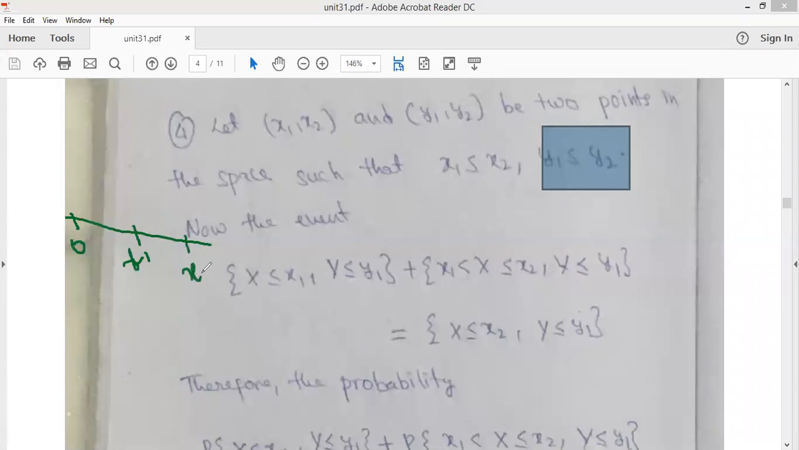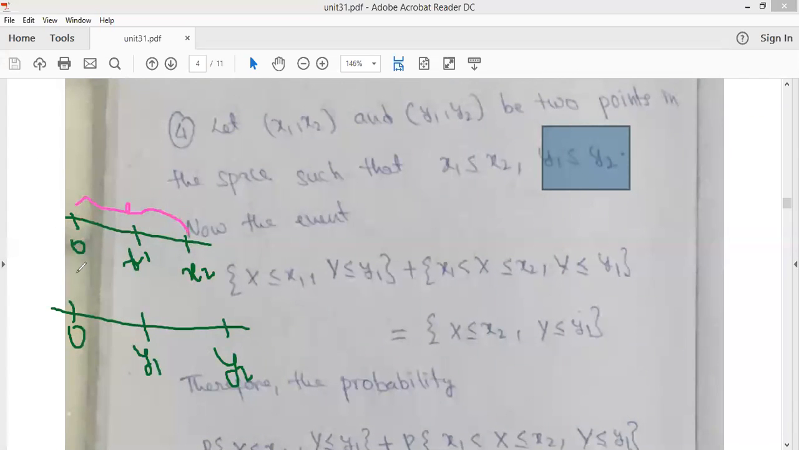Similarly, now we take the y range. The y value is 0 here. This is our y1, and this is our y2. It is given like this. So in that case, what is x1? x1 is taken such that the x1 value will always be less than or equal to x2, and the y1 value is always less than or equal to y2. Now this complete range, what is the complete range here? The complete range is 0 to x2, no?